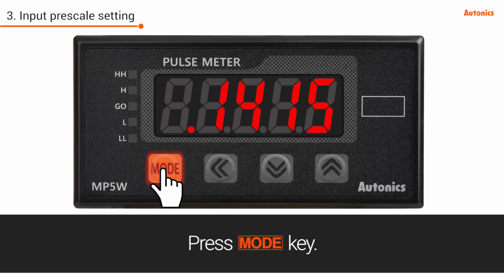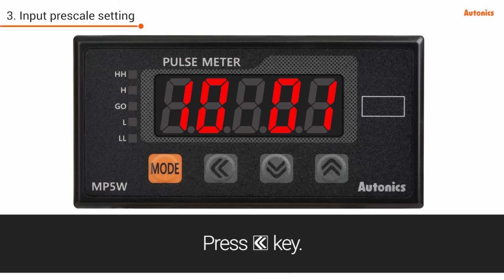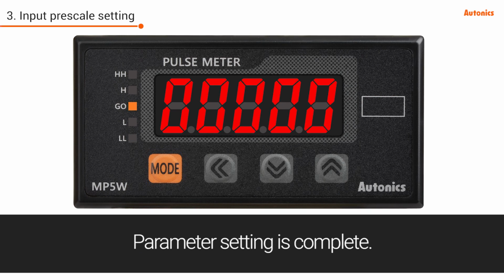Press mode key. PSC.A.Y means Prescale, exponent of input A. Press left key. Set to 10 to the power of -1. Hold the mode key for 3 seconds to return to run mode. Parameter setting is complete.